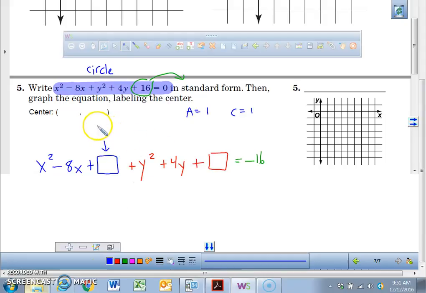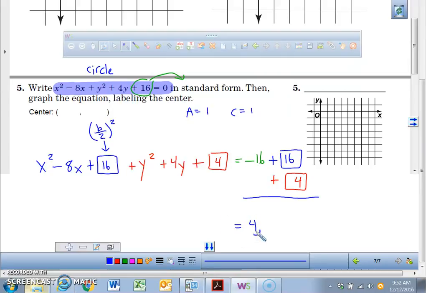This right here will be the b value divided by 2 squared. So what is half of that? Negative 4. Negative 4 squared is 16. So if I add 16 to one side, I actually have to add 16 to the other side. Half of 4 is 2. 2 squared is 4. If I add 4 to one side, I have to add 4 to the other side. When I add everything over here, it ends up just becoming a 4.